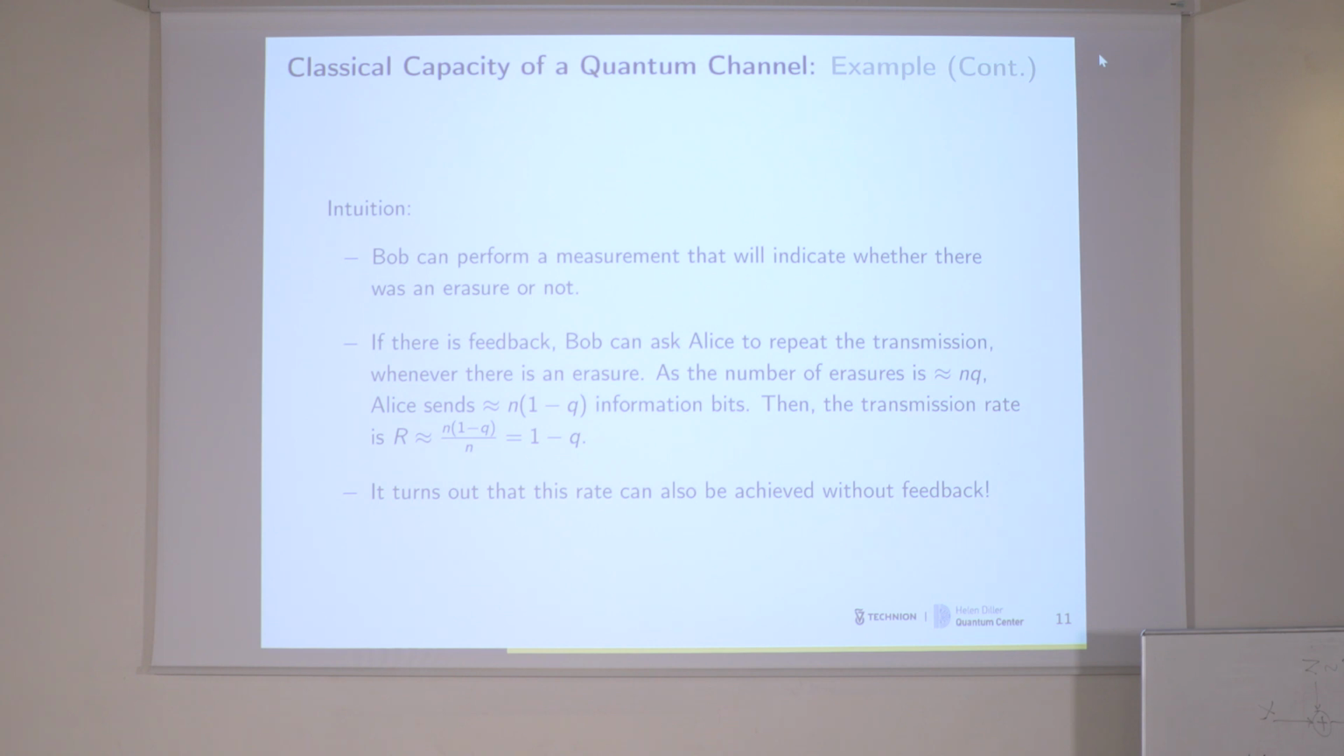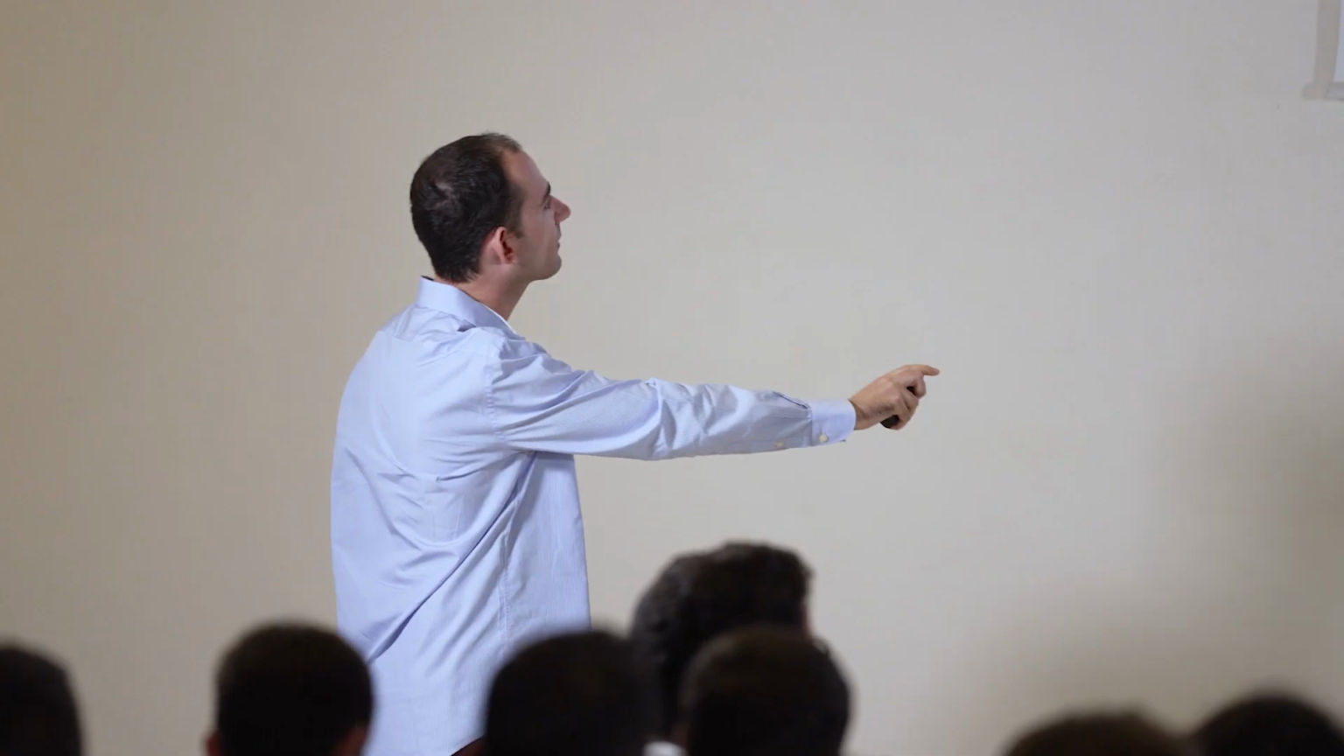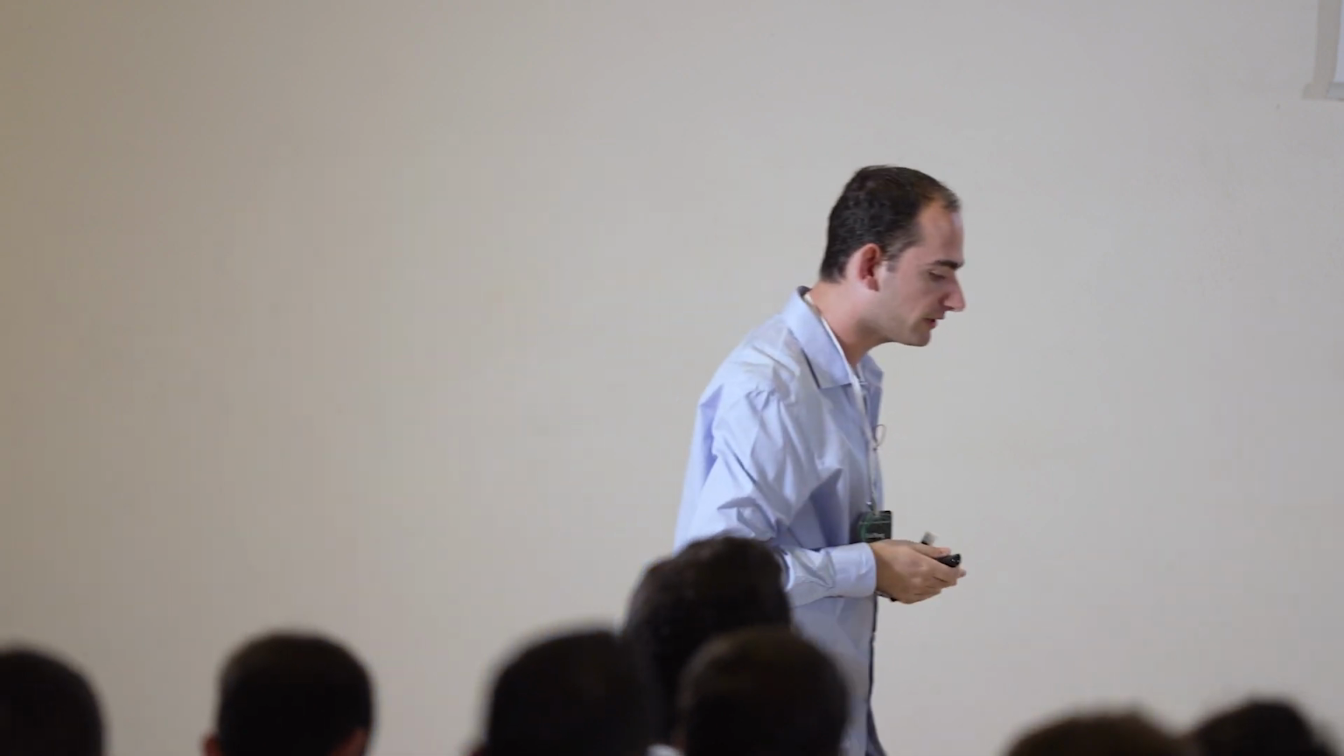So we see that if we have this feedback, if we have a back channel, we can achieve a rate of 1 minus q, and it's pretty straightforward, right? It turns out that we can achieve this even without feedback. This is less trivial. Let's see how we get it from the HSW theorem.